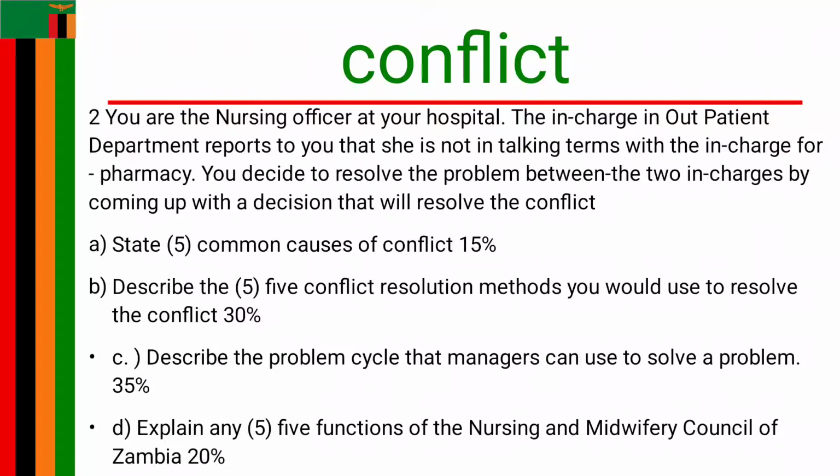The fifth one is ethical oversight. When we talk about ethical oversight, it means that Nursing and Midwifery Council of Zambia enforces ethical standards and code of conduct within the nursing and midwifery profession. They also investigate complaints and take disciplinary actions when necessary. So those are the functions of NMCZ. And that is the end of our question today.